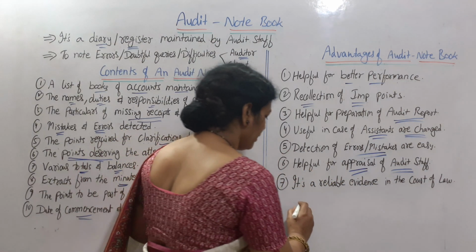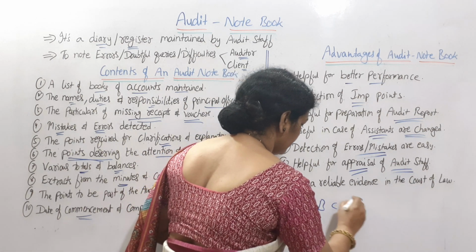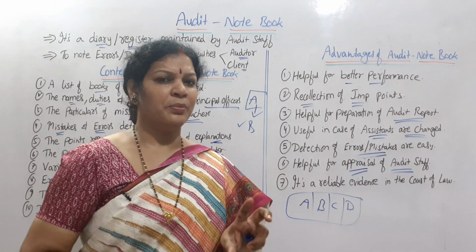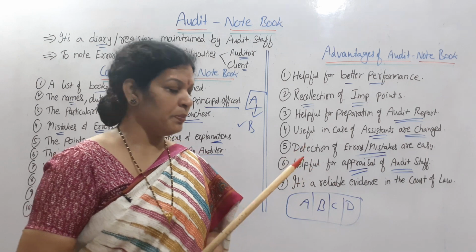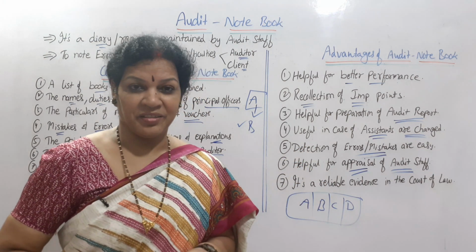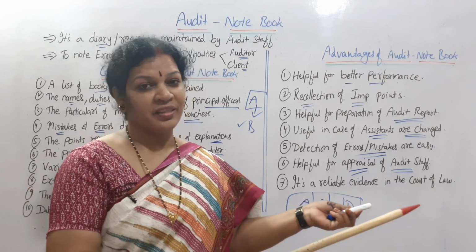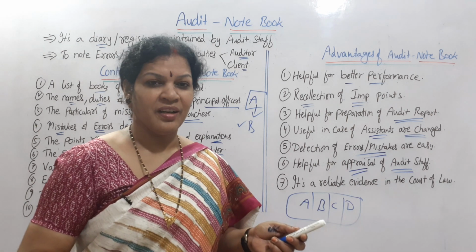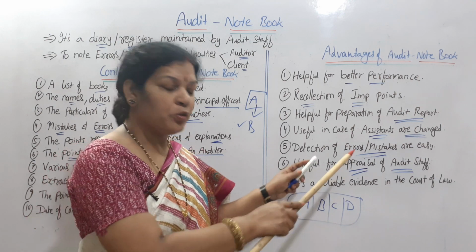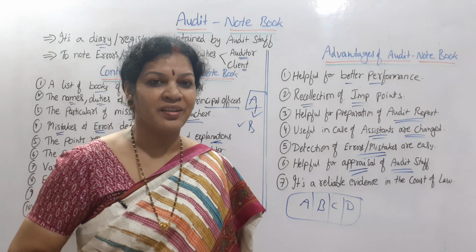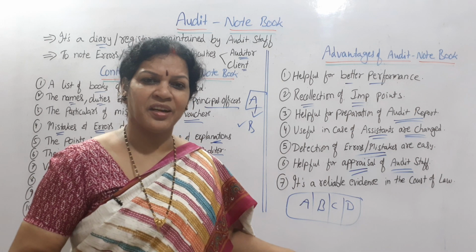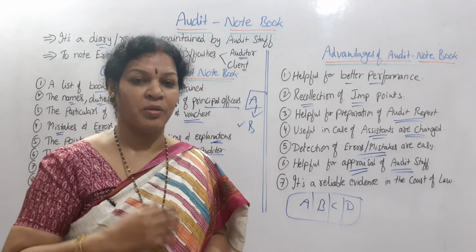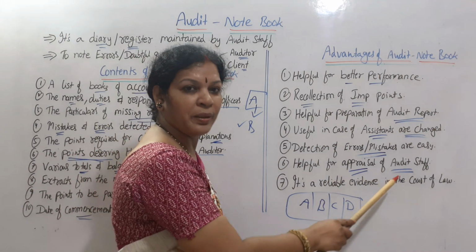Suppose there are audit staff A, B, C, D. Everyone keeps a separate audit notebook. If you see A's audit notebook, you will come to know how he has done everything. In the same way, if you see B, C, D. When it comes to increments, audit staff also get salaries, and they will also get increments. So how their performance is will be known through the appraisal. While filling up the appraisal, the audit notebook of these staff members is useful. Their struggle, their work, their sincere hard work, everything is reflected. So it will be easy to give the promotion or increment, how much salary is to be given. So it works like an appraisal for the audit staff.